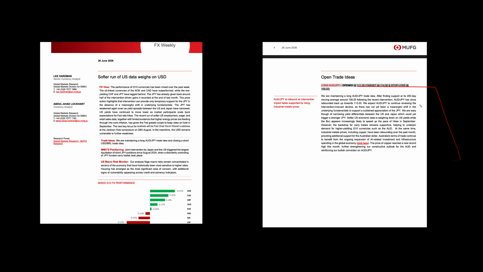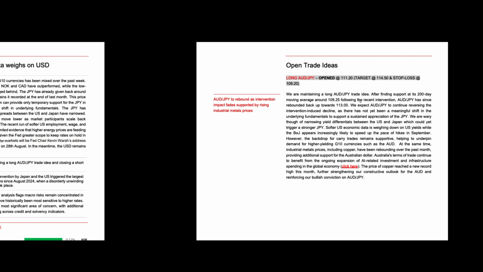Everything is written, okay? They are talking about the intervention. USD/JPY has since rebounded back up toward 113. We expect, okay, this is MUFG, we expect USD/JPY to continue reversing the intervention-driven decline, as there has not yet been a meaningful shift in the underlying fundamentals to support the sustained appreciation of the Japanese yen.